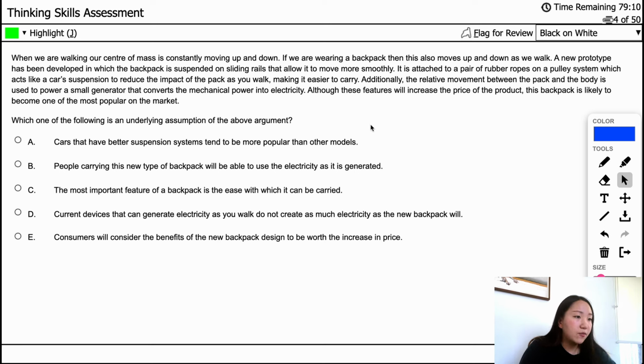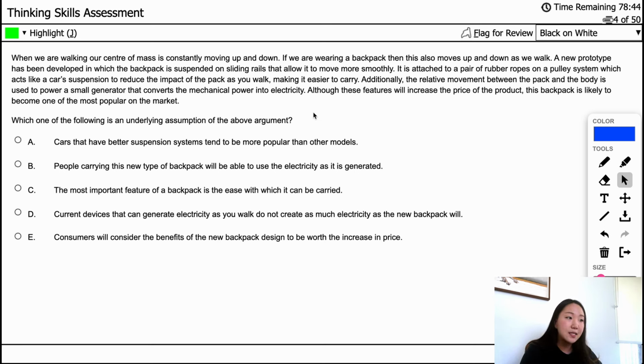When we are walking, our center of mass is constantly moving up and down. If we're wearing a backpack, then this also moves up and down as we walk. A new prototype has been developed in which the backpack is suspended on sliding rails that allow it to move more smoothly. It is attached to a pair of rubber ropes and a pulley system, which acts like a car suspension to reduce the impact of the pack as you walk, making it easier to carry. Additionally, the relative movement between the pack and the body is used to power a small generator that converts the mechanical power to electricity. All of this so far is just an explanation of this new backpack.